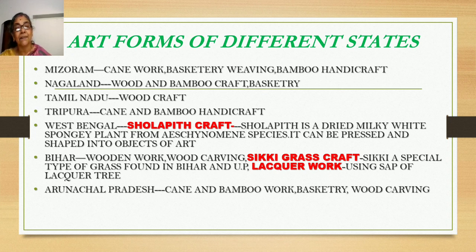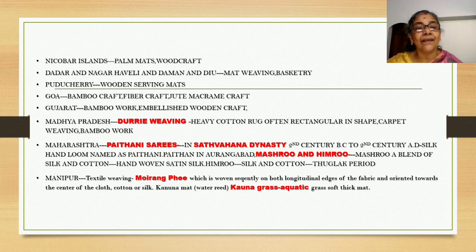Then Arunachal Pradesh, their cane and bamboo work, basket tree, wood carving. So that also we have seen how the art forms are related. Art forms are related means how these things are made. Then comes the Nicobar Islands, that is palm mats. With the palm, we can make the mats. It may be palm tree or leaves of the palm, like the palm mats and woodcraft. Then Dadra and Nagar Haveli and Daman and Diu. There is mat weaving and basketry. These two were two union territories, now both are one union territory. Then Puducherry also has wooden serving mats. Anyway, these three union territories are focusing on mats.